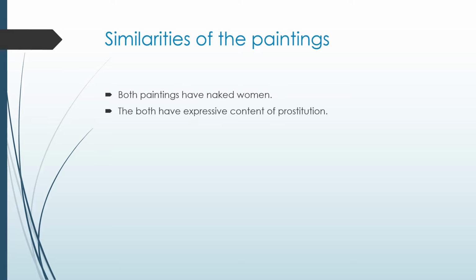About the similarities of these paintings, they both show a naked woman, the one for Venus of Urbino and the one for Olympia. They show the private parts of the woman, and the shape of a woman when she is naked, and they both have the expressive content of prostitution. As you have seen, everyone who sees those pictures can imagine prostitution, because they are seeing naked women, they are nude, not wearing anything. It seems like they can lead to sexuality, and that's why they both express sexuality and prostitution in the pictures.